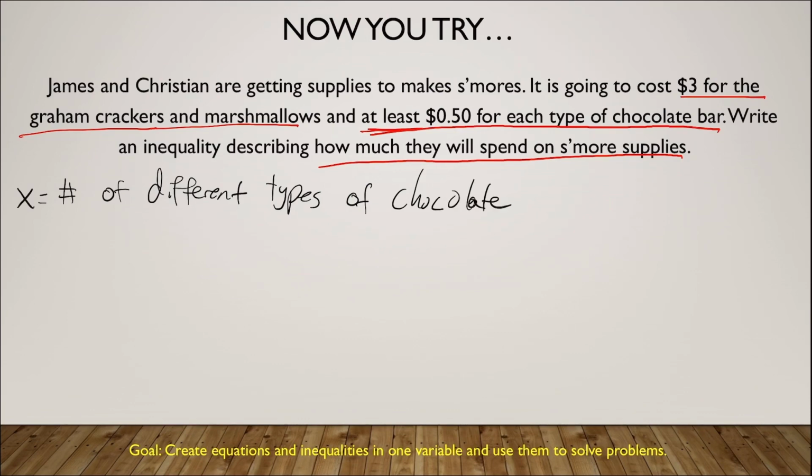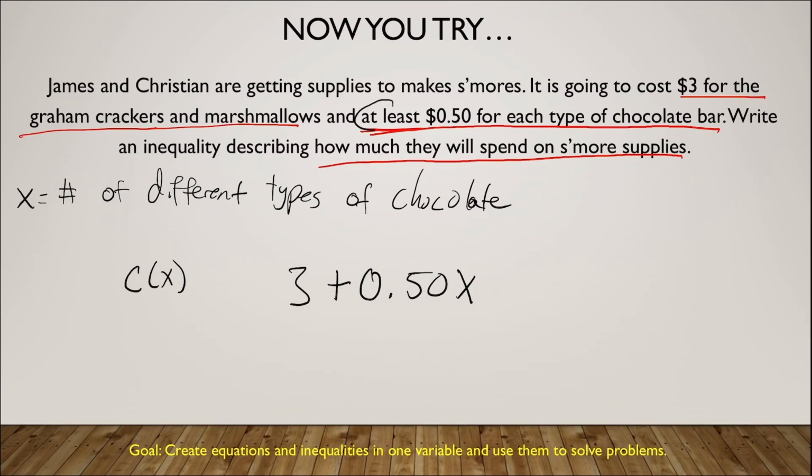Okay, so this is what we know. We know it's going to cost $3 for graham crackers and marshmallows. That is a set number. Then what I know is that it's going to be 50 cents for each type of chocolate bar. So I get 0.50. I don't know how many different types, so there's X. And then we just have to say our cost. So we're just going to say cost based on X, right? What do we know? Let's see.